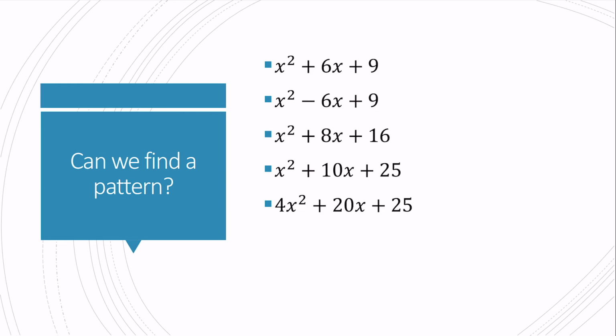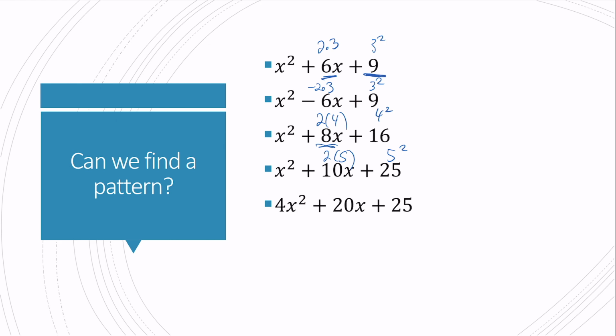What you might notice is that I've got 9 and 6. Well, 9 is 3 squared, and 6 is 2 times 3. I've got 9 again, and 6 is negative 2 times 3. Same thing here, I've got 4 squared, and this is 2 times 4. Got 5 squared, and this is 2 times 5.